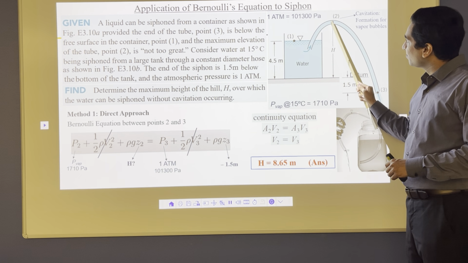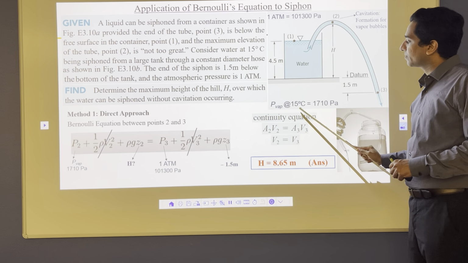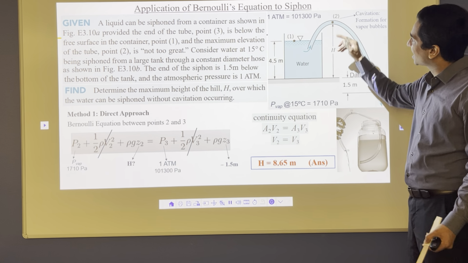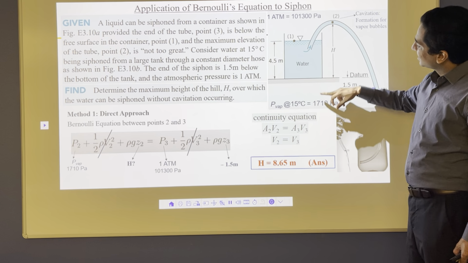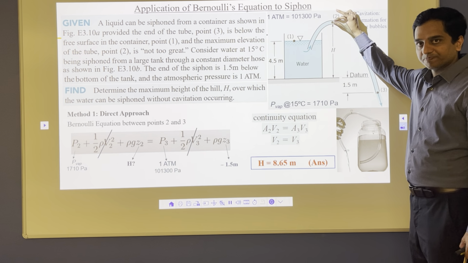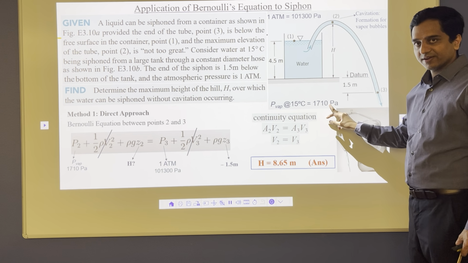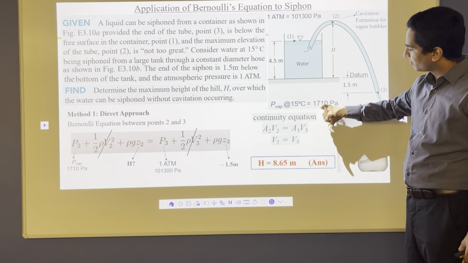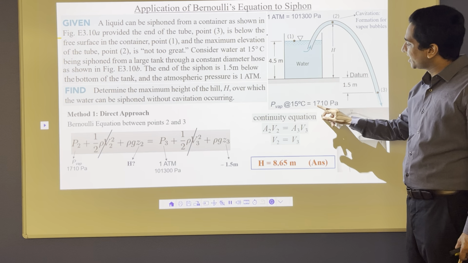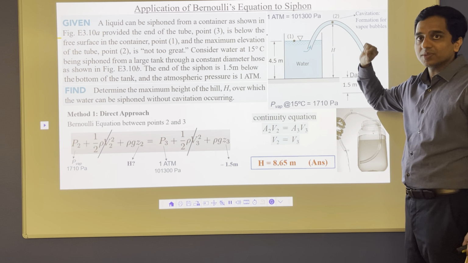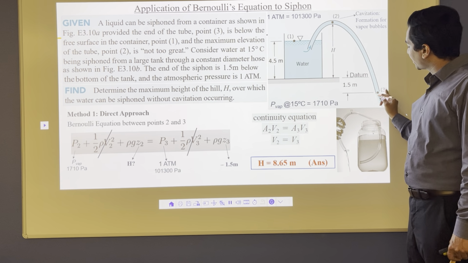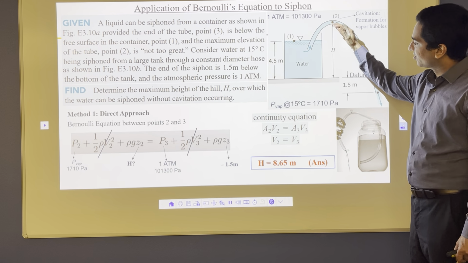So it means that the pressure at point 2 should be equal to the vapor pressure of water at 15 degrees Celsius, that's 1710 Pascal. It means we find the height at 1710 Pascal pressure. If it goes down to 1610, then cavitation will be there. The higher you go, the pressure will go down, and cavitation will be there. So at that pressure of 1710 Pascal, I can calculate this maximum height.